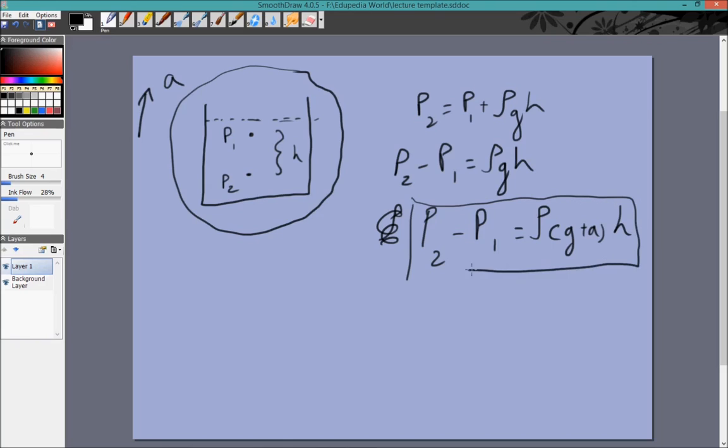But we need to derive it rigorously. So I'm going to derive it properly and try to show you whether this result is true or not. How do we derive it? We derive it the same way we derive this particular result. We take a small cylinder.